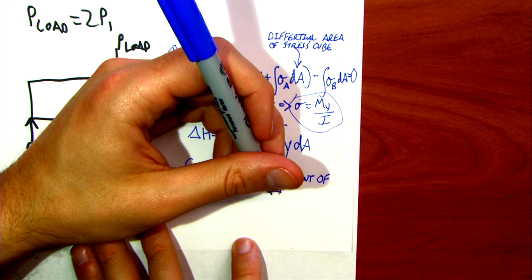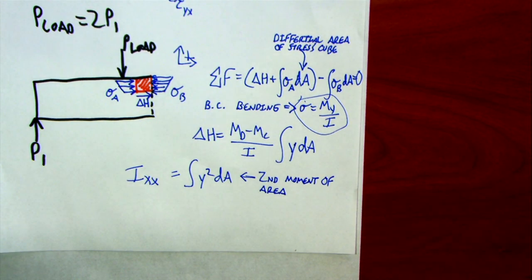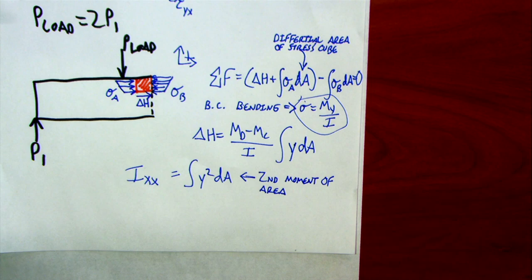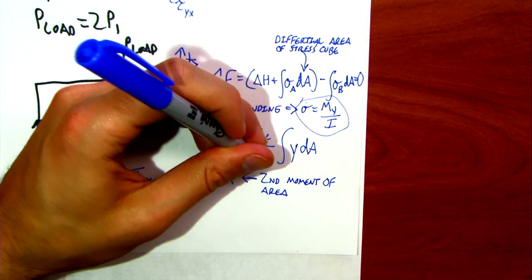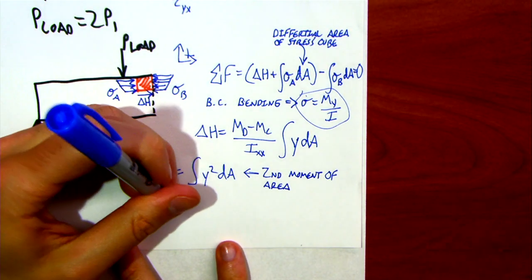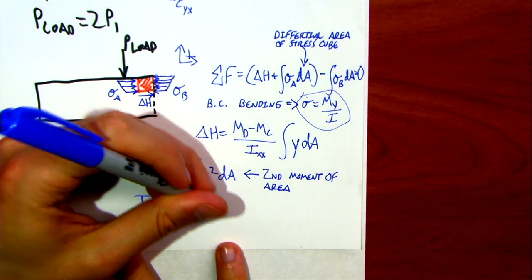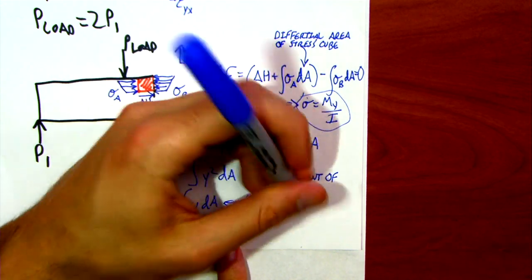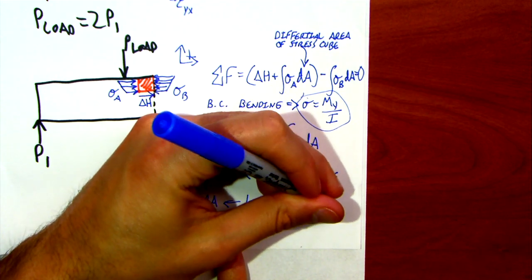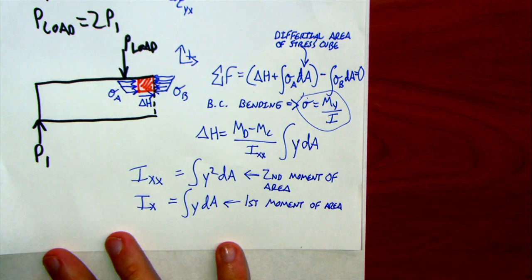We actually did use it in bending. If you think of My over I, when we were deriving that, the I was actually the integral of y squared dA. So y squared dA is the second moment of area, and y dA is the first moment of area. And because we like giving things names, we're going to call it Q.